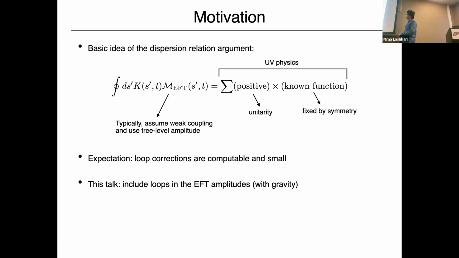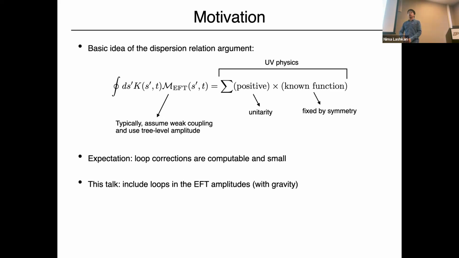So one can ask, can you add loops in this amplitude? And of course the natural expectation is that you should be able to add them, and they should be computable, and they should probably be small. That turns out to be true, but it's not as simple as one might have thought. And actually the original methods that were used to derive bounds at tree level would not work when you add loops, and you would need to use a different method. But eventually it will work, and that would be the topic of this talk.